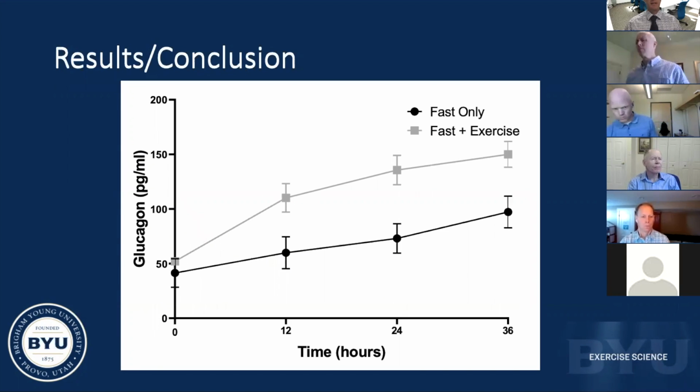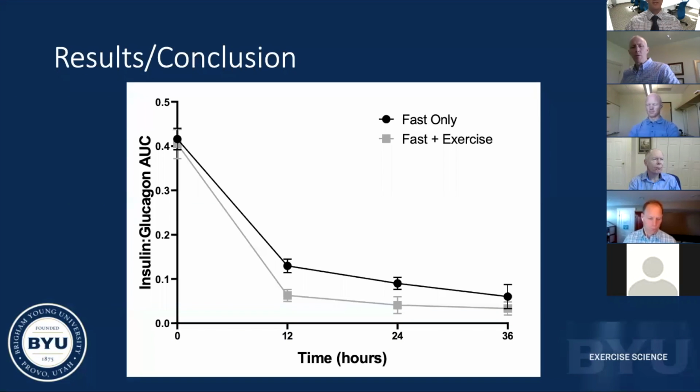Glucagon, as we suspected, would rise. It's a gluconeogenic hormone, and so as glucose goes down, it needs some way to bring it back up. So glucagon, I apologize, raised. It didn't have that dramatic spike like we saw in insulin, but there were some differences between the conditions at 12, 24, and 36 hours.